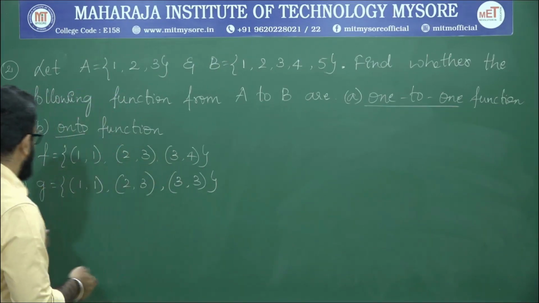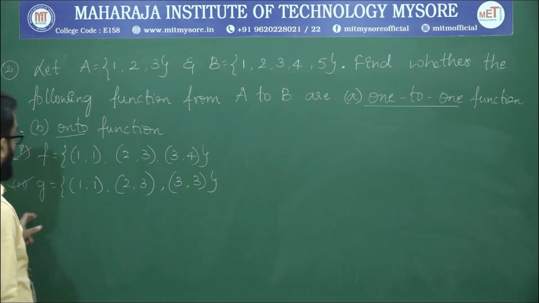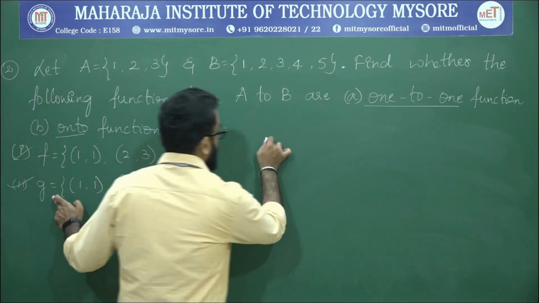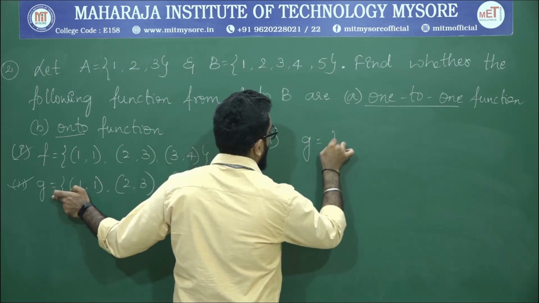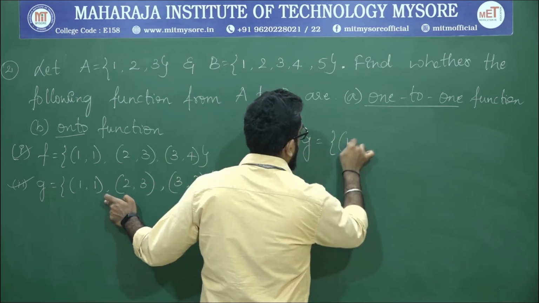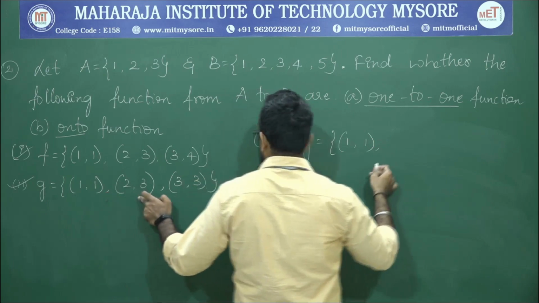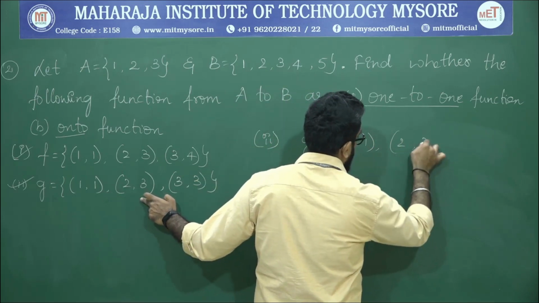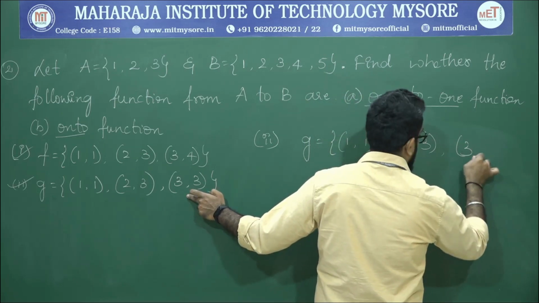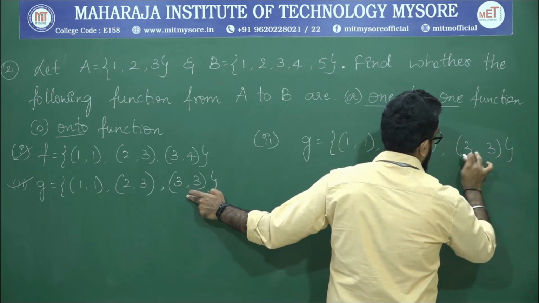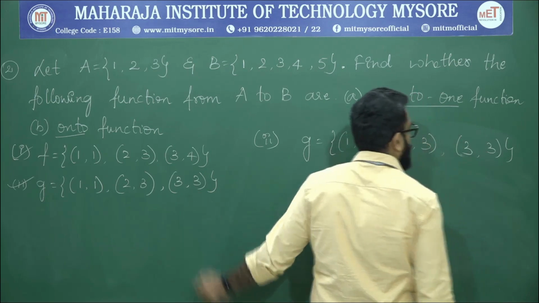Consider the next function, that is g, defined on the sets A and B. So g is the next function that we will be considering, which has the ordered pairs (1, 1), (2, 3) and (3, 3).